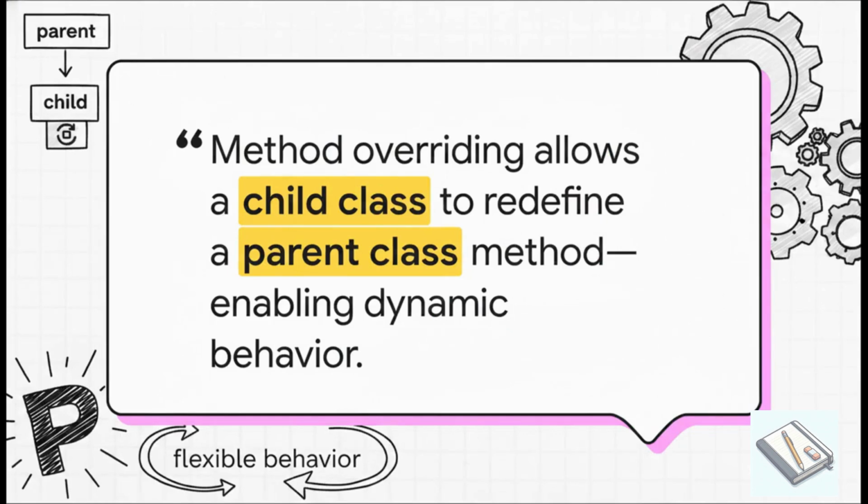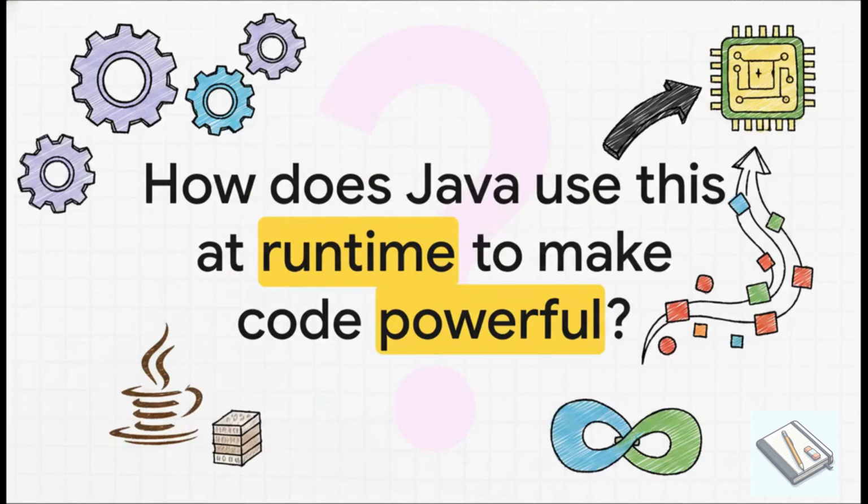So let's just wrap this all up. Method overriding is the key that allows a child class to provide its own version of an inherited method. It's the mechanism that unlocks dynamic, flexible, and really powerful behavior in our programs. So now we know the how and the what of overriding, but the next big question is, how does Java actually leverage this at runtime to make our code truly powerful? That's where the real magic happens, and it's exactly what we'll explore in our next explainer.